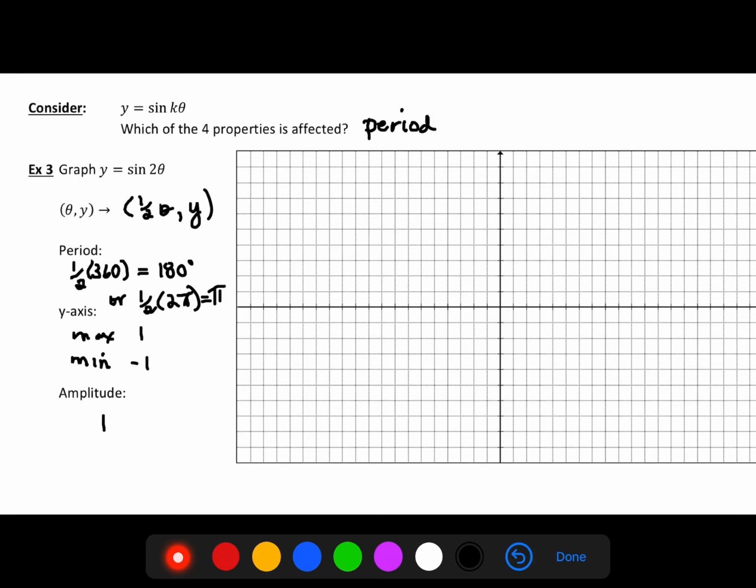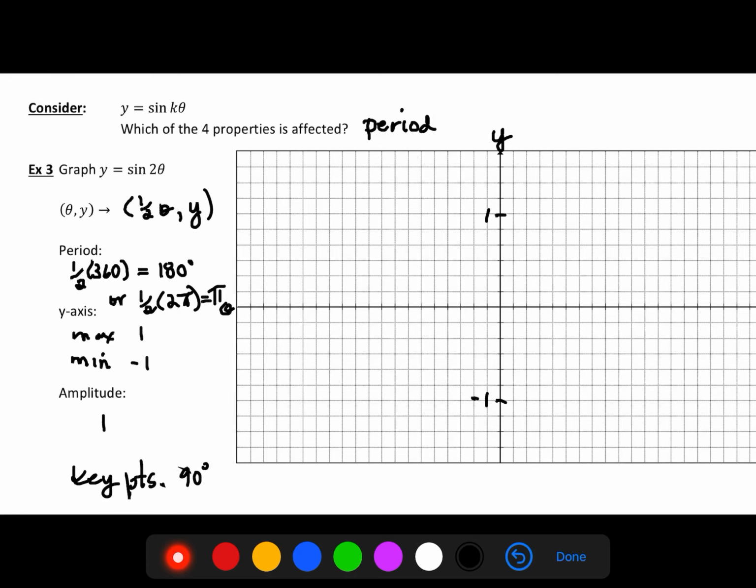Our y-axis, again, no stretch or compression vertically, so we are going to have a maximum of 1, minimum of -1, and our amplitude is not changed. So graphing, we only have to go up to 1 and down to -1. So again, just stretching out our graph a little bit. We're going to make every 6 blocks, 5 or 6 blocks, depending how you want to graph this.